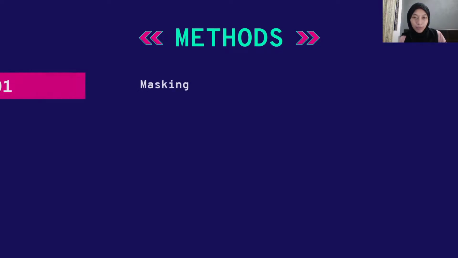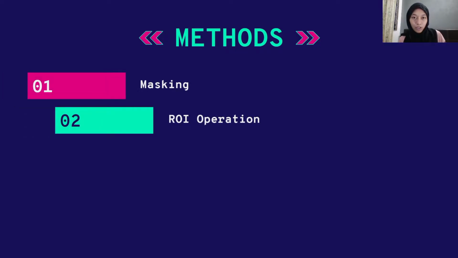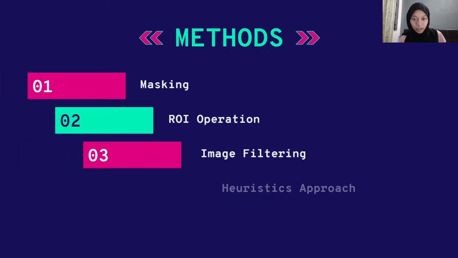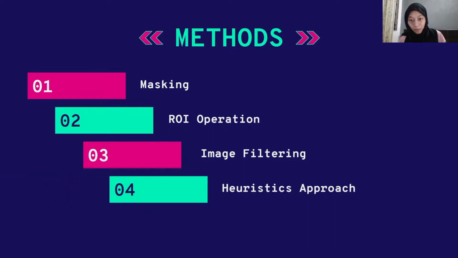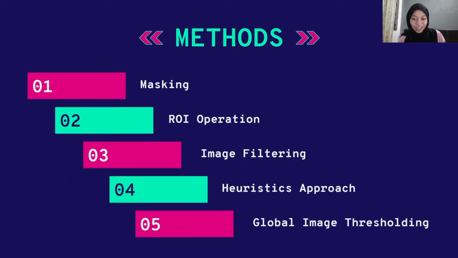There are a few methods that we use for this application to work, such as masking, ROI operation, image filtering, heuristics approach, and global image thresholding. But the core and the most important feature is the segmentation, which we use. It is a global image thresholding.